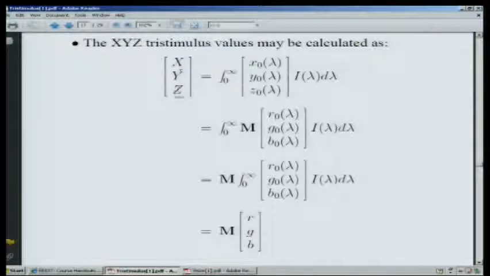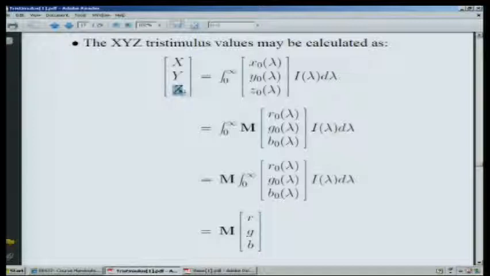x, y, z will be the associated tristimulus values. So by definition, they're the inner product of these color matching functions with I. And I can calculate those by taking m times the color matching functions for RGB. Then I can take m out of the integral, so I get that the tristimulus values in x, y, z are the RGB tristimulus values times m. And as I said, x, y, and z have to be reserved, and you use uppercase letters for the tristimulus values.